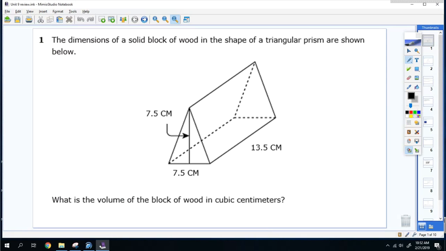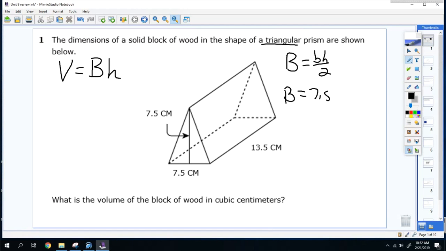So the volume formula for a triangular prism is big B times H. Big B is going to be base times height divided by 2 because it's a triangle base. So the base of the triangle is 7.5 and the height of the triangle is 7.5. And you divide that by 2 and you get 28.125. So you plug that in.